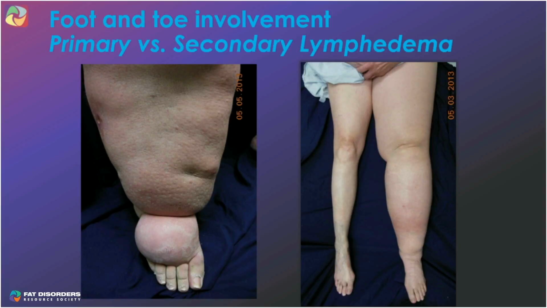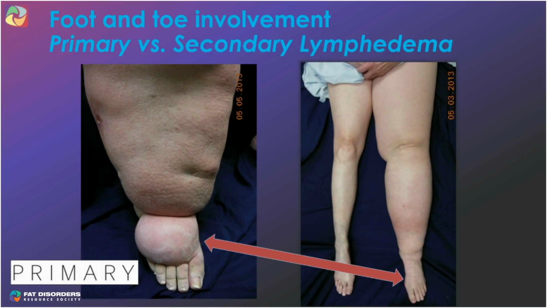And you can see, despite the florid lymphedema, there is quite a disparate amount of swelling within the foot in one of these. So the question is, which one has primary, which one has secondary lymphedema? Again, florid lymphedema, but a big difference in the amount of swelling. Well, as already flashed up here, the one with the pronounced foot swelling is primary lymphedema, and the one with the minimal to no foot swelling is secondary lymphedema.